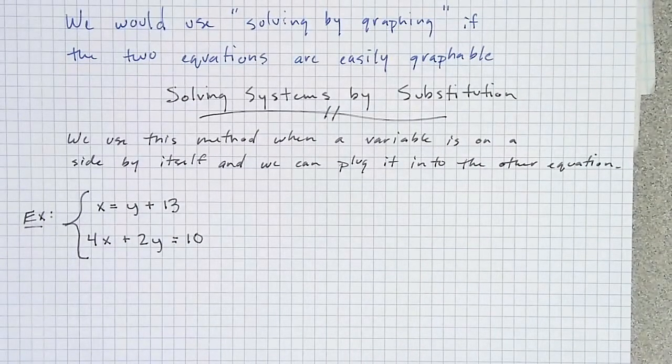All right, so we have this new set of equations. X equals y plus 13, 4x plus 2y equals 10. Okay, can we easily graph these? Not really. We can figure it out, move the x or move the 13 over. But an easier way in this instance would be to use the substitution method.